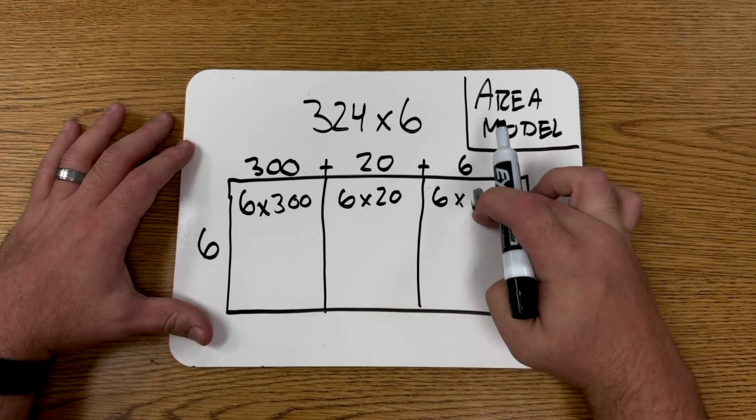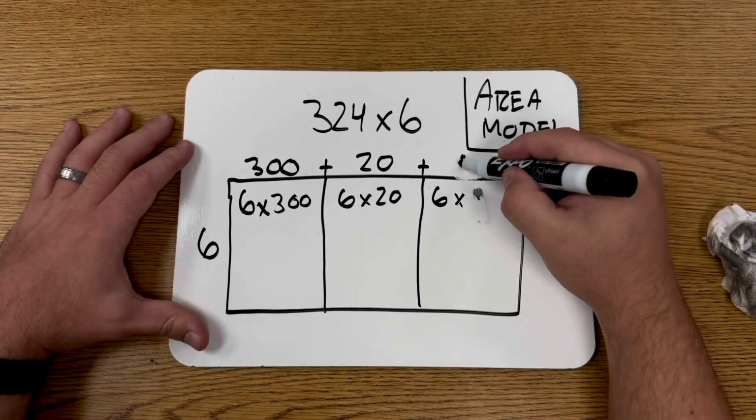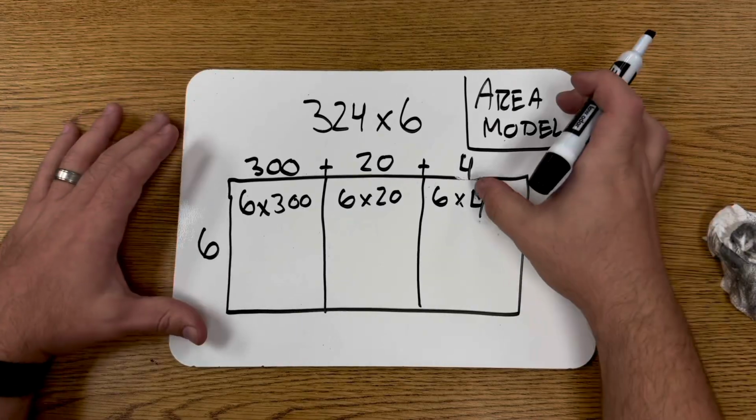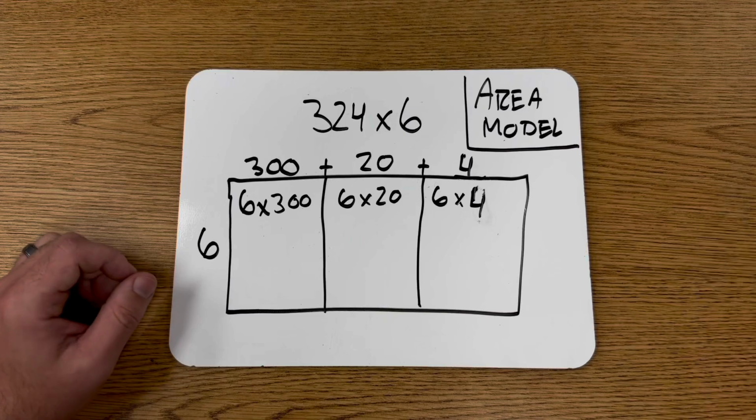Or I'm sorry, that should be a 4, shouldn't it? Let me clean that up really quick. 4. Okay, good. See, we all make mistakes and it happens. We learn from our mistakes, right? Okay, so we have our 4 there now.